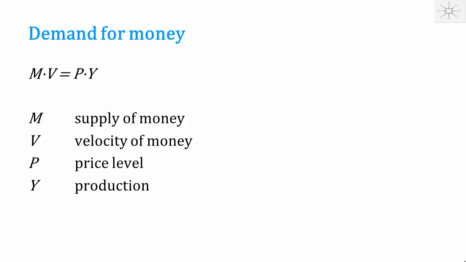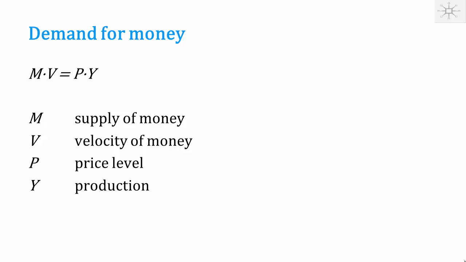so a simple way of thinking about the need for transaction balances or the demand for money is to use the following equation: M times V equals P times Y. So M is the money supply, V is the velocity of money, P is the price level, and Y is production. So price level times production is the nominal value of GDP. And V, the velocity, is a measure of how quickly the money circulates through the economy.